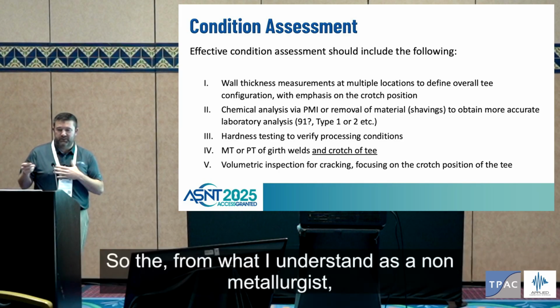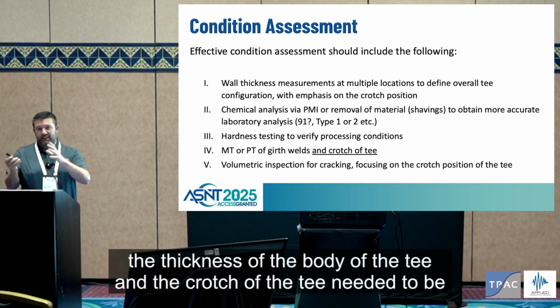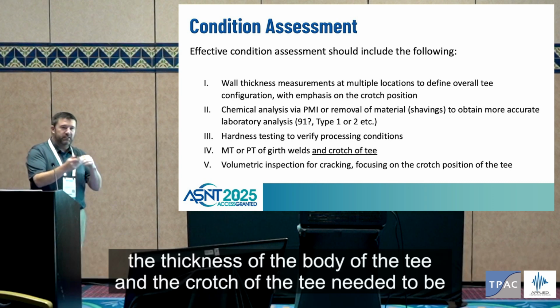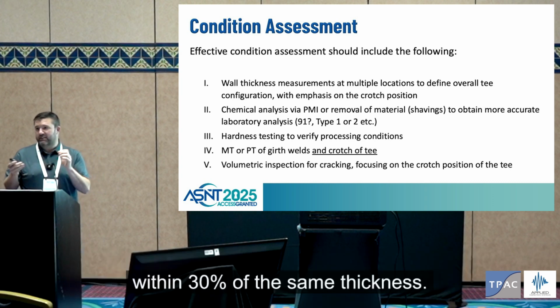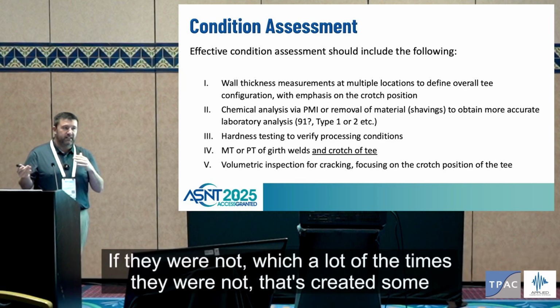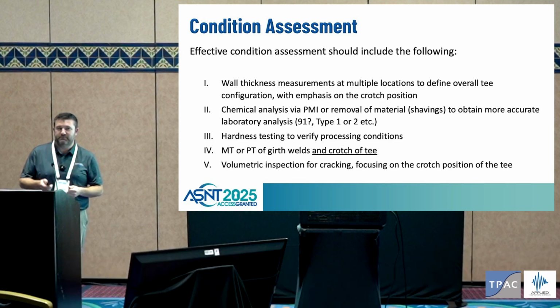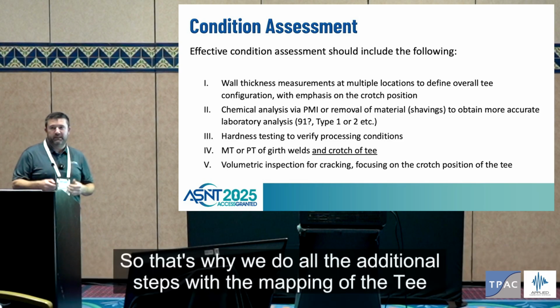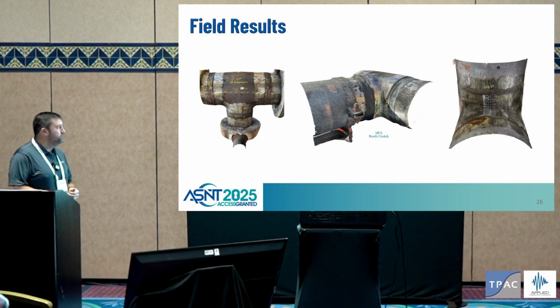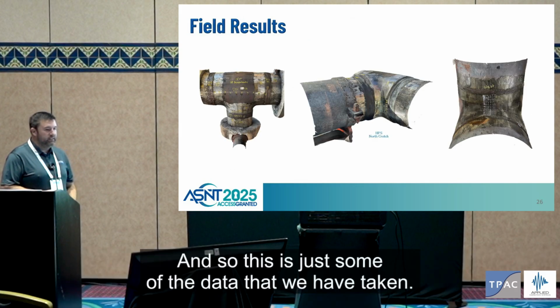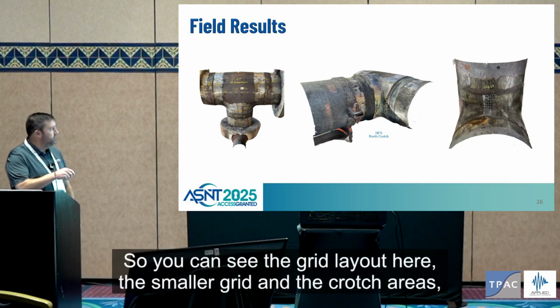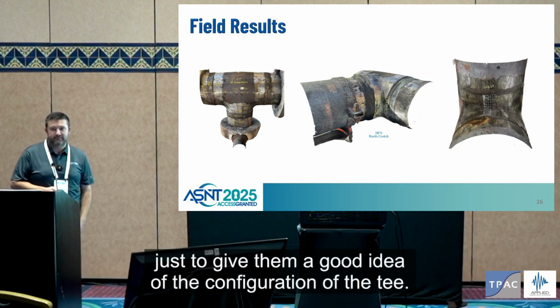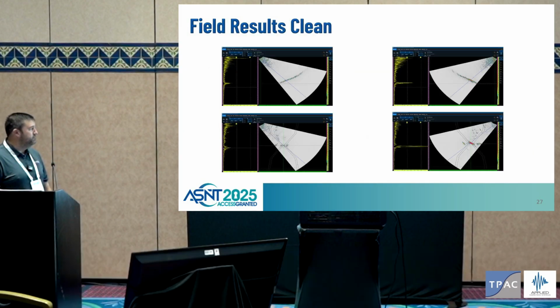So from the way I understand it as a non-metallurgist, the thickness of the body of the T and the crotch of the T needed to be within 30% of the same thickness. If they were not, which a lot of the times they were not, that created some of the stress risers that led to cracking. So that's why we do all the additional steps with the mapping of the T body and the crotch area. And this is just some of the data that we have taken. You can see the grid layout here, the smaller grid in the crotch areas, just to give them a good idea of the configuration of the T.